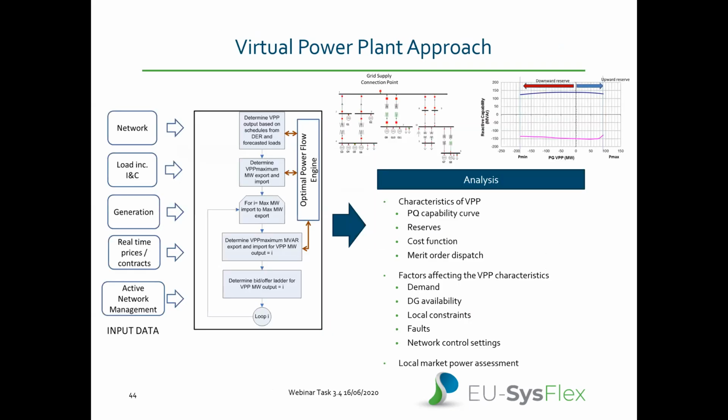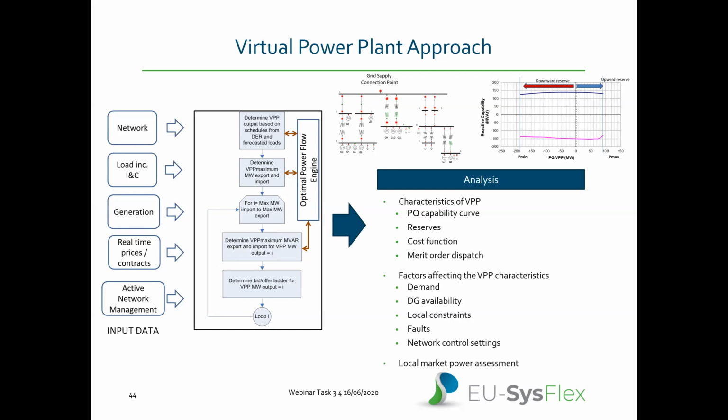The VPP characteristics can be evaluated using a sequential optimal power flow approach, as we use, where the feasible operating region and the cost characteristics of using the services can be determined. The left diagram illustrates the process of the approach, using the network load generation data and also the prices requested by DERs for providing their services. We can analyze the active and reactive power capability of the VPP, including their ancillary service capability, and at the same time, we can determine the merit order dispatch.